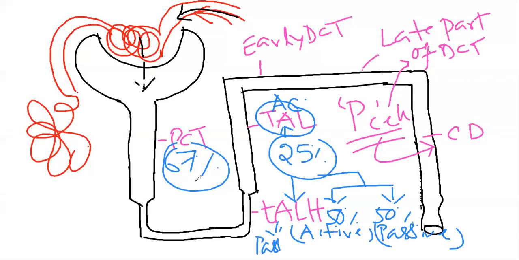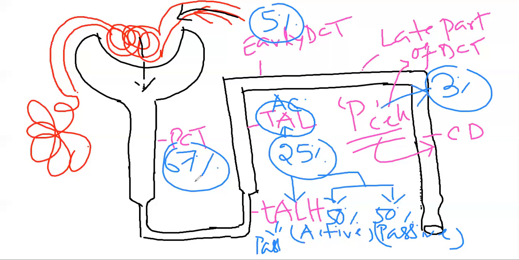Now in the early part of the DCT, almost 5% of the sodium ion will be reabsorbed, and in the late part of the DCT as well as the collecting duct, almost 3% will be reabsorbed. That means the P cell helps reabsorb almost 3% of sodium ion. So how much sodium ion will remain to be excreted? It will be very negligible, less than 1%. So net sodium ion excretion will be less than 1%.